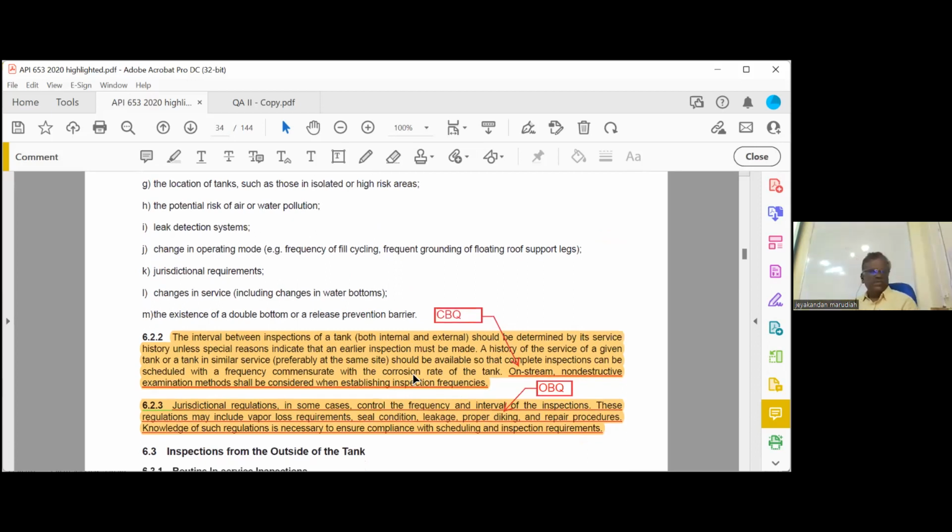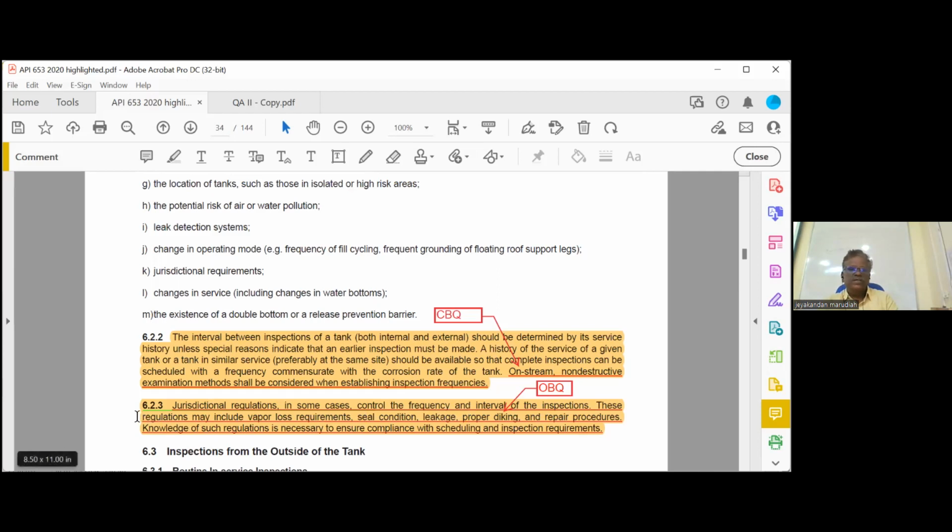Sometimes, you remember I told you yesterday, if there is a conflict between 653 and the local jurisdiction, which one do you have to follow? Same here also. Suppose the local jurisdiction says you have to inspect every 3 years, then you have to follow that. Okay, so highlight this one. Jurisdictional regulations in some cases control the frequency and interval of inspection. This regulation may include, this is an open book question.